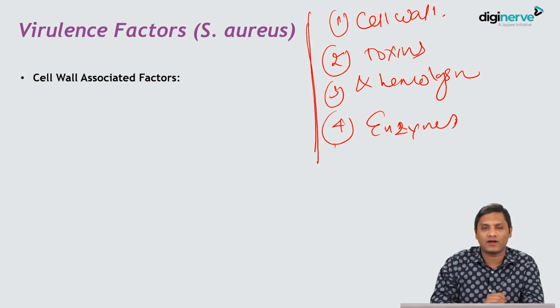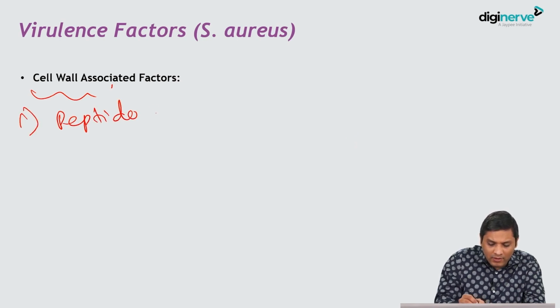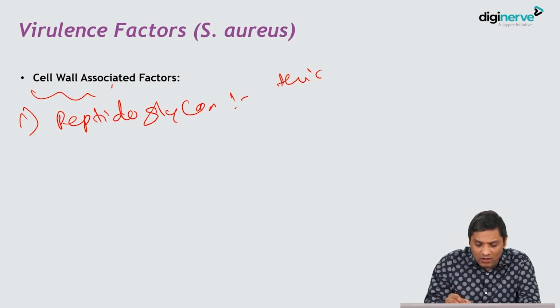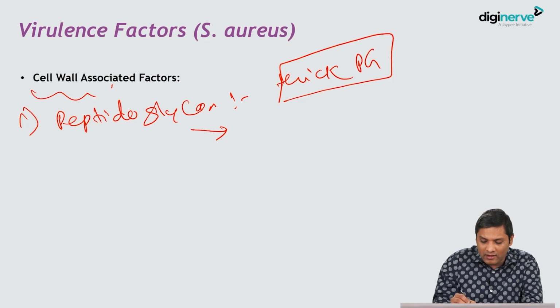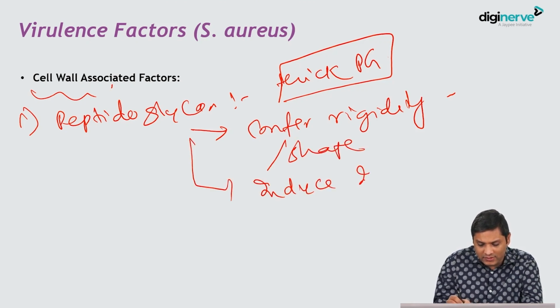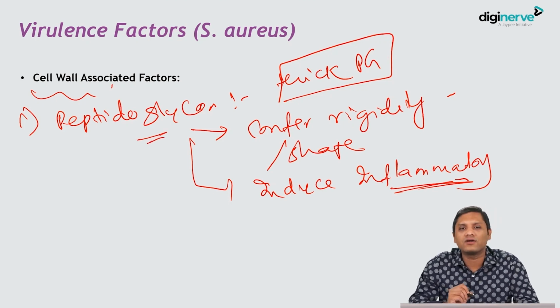We'll start with cell wall factors, the various cell wall associated factors. The first and the most important is peptidoglycan. Remember that Staphylococcus aureus is gram positive. So gram positive will have a thick peptidoglycan layer, and the peptidoglycan layer will confer rigidity to its cell wall, and it maintains the shape. It can also induce inflammation. Okay, it is pyrogenic in nature. It can induce fever and inflammation. They say that it may have endotoxin-like activity.